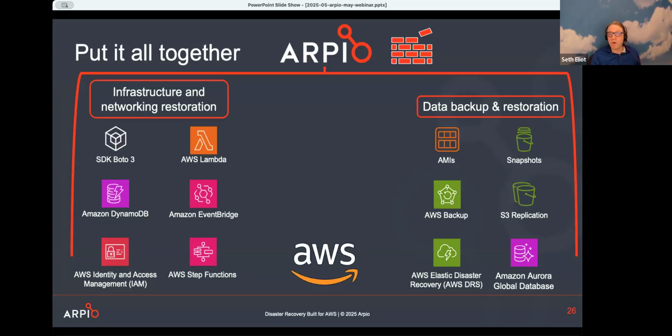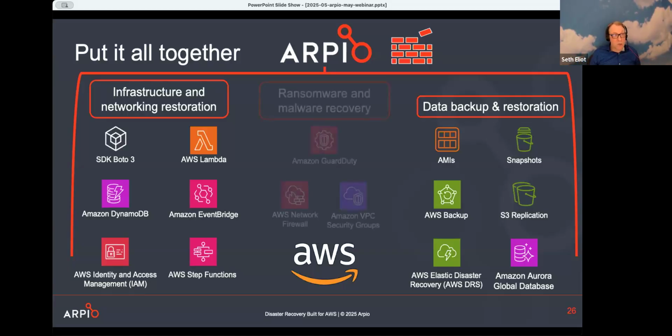We never see your data. We're literally moving it from your primary to your recovery environment. Our SaaS software never sees your data, never touches your data, never exfiltrates your data. It's simply not allowed using the IAM policies we put in place.